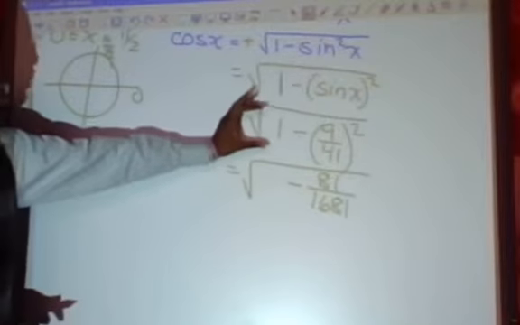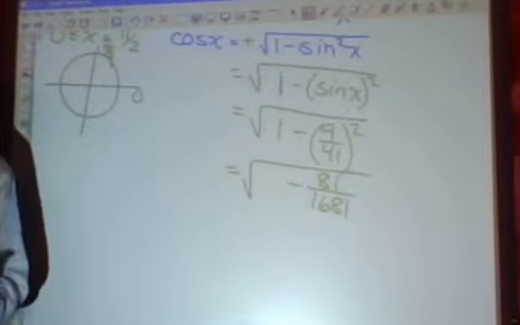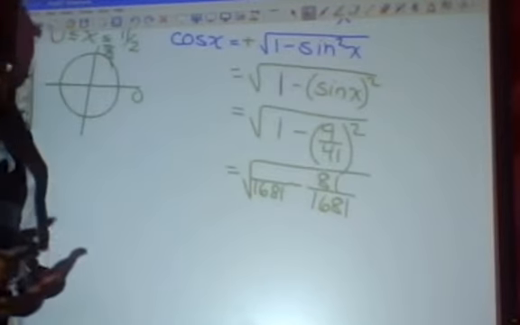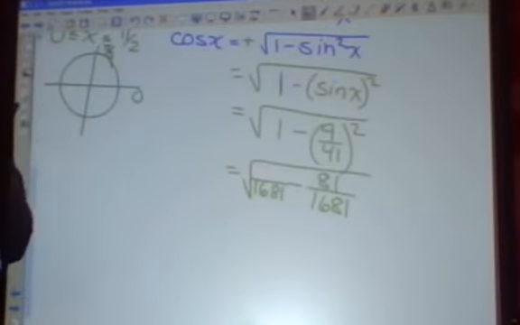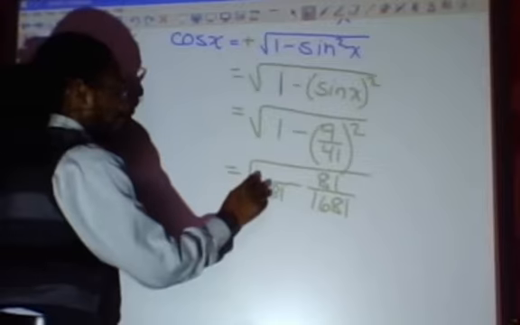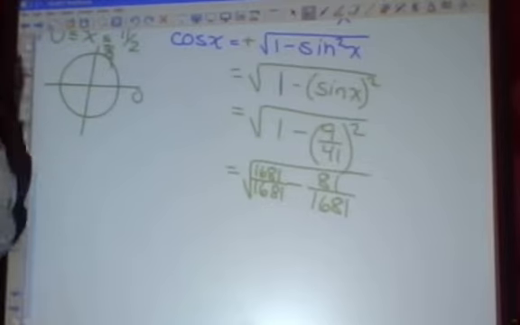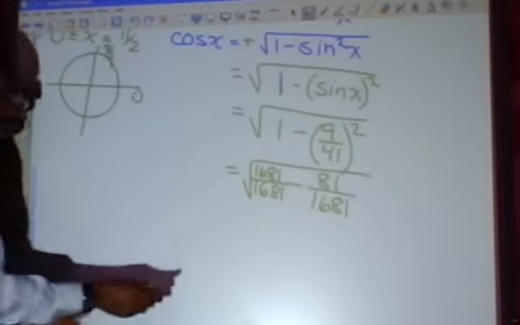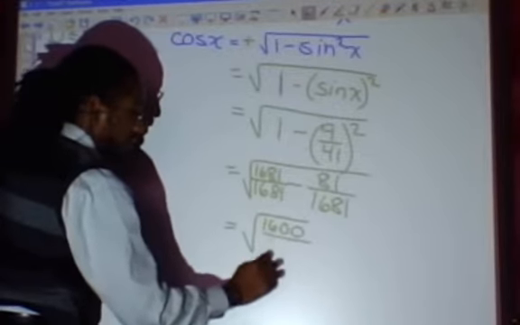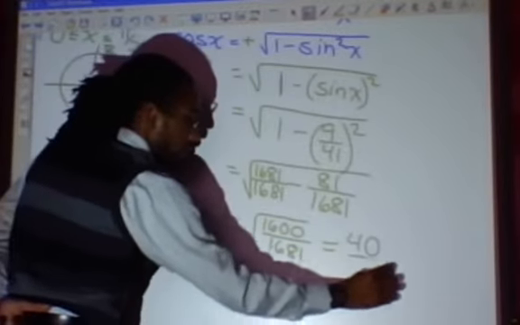In order to make this whole number a fraction, so that we can combine the whole number and that fraction together, we'll have to give it a common denominator. That will be 1681. Because 1 is anything over itself, if the denominator is 1681, the numerator has to be 1681. So we make it 1681 over 1681, subtract, and get our answer. On top we'll get 1600, on the bottom 1681, so that will equal 40 over 41.